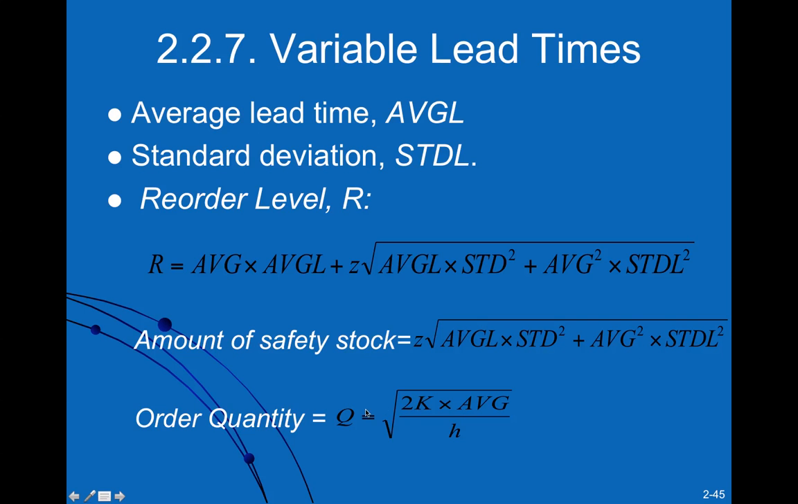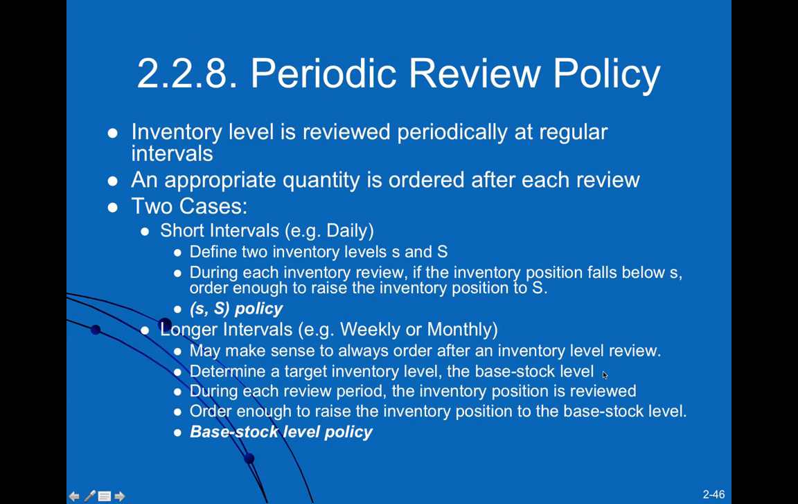Order quantity is still pretty much the same thing. So I've already given you a sense of the periodic review policy, which is really looking at your inventory periodically at regular intervals, and then placing an order for a variable quantity of product. An appropriate quantity is ordered after each review. So short intervals, say daily.